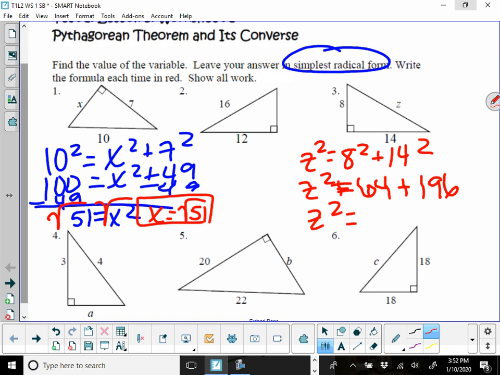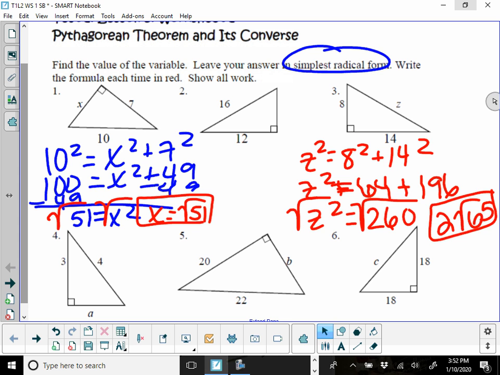Then it's just straight math. 64 plus 196. It's going to be the square root of 260. It does want that in simplest radical form, and again, you can do that in the calculator. You would go to y equals, type in 260 divided by x squared, and look at your table. That's going to give us 2 radical 65 for number 3.